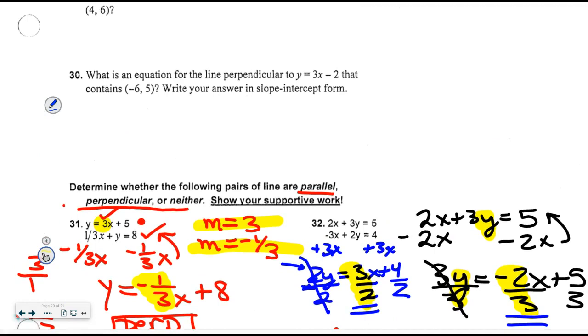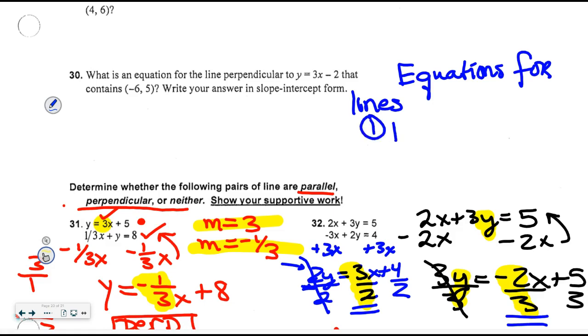All right, next up. On your note card, you're going to write equation for lines. Okay? And we've got 2 things that we're going to have to do. One of them is parallel, and we'll take care of that one first. And then we'll do the perpendicular one. So we'll cover both 30 and 29. Equations for lines that are parallel.